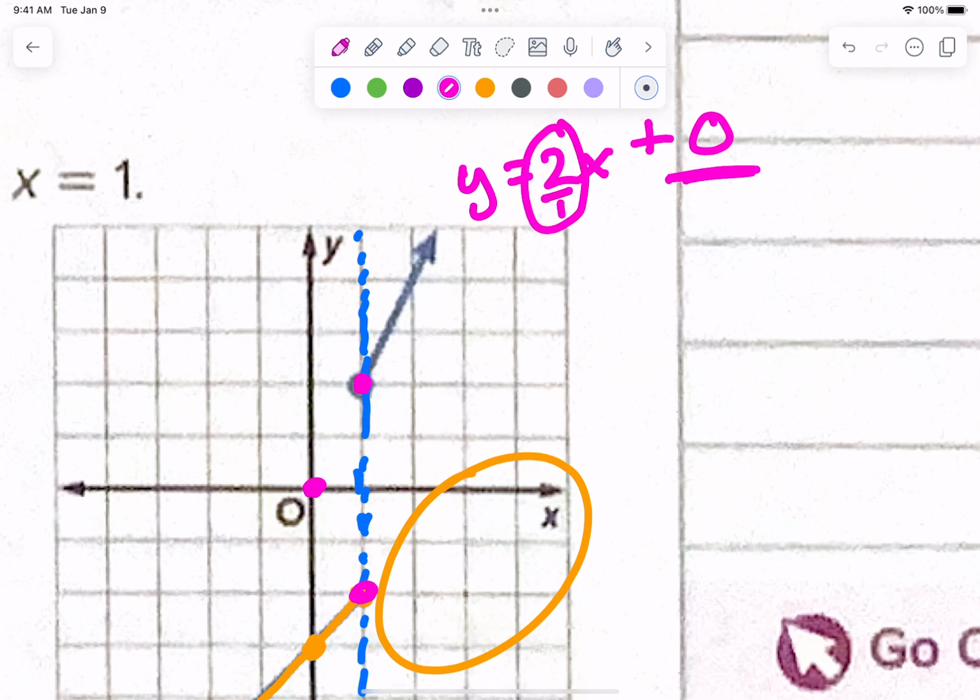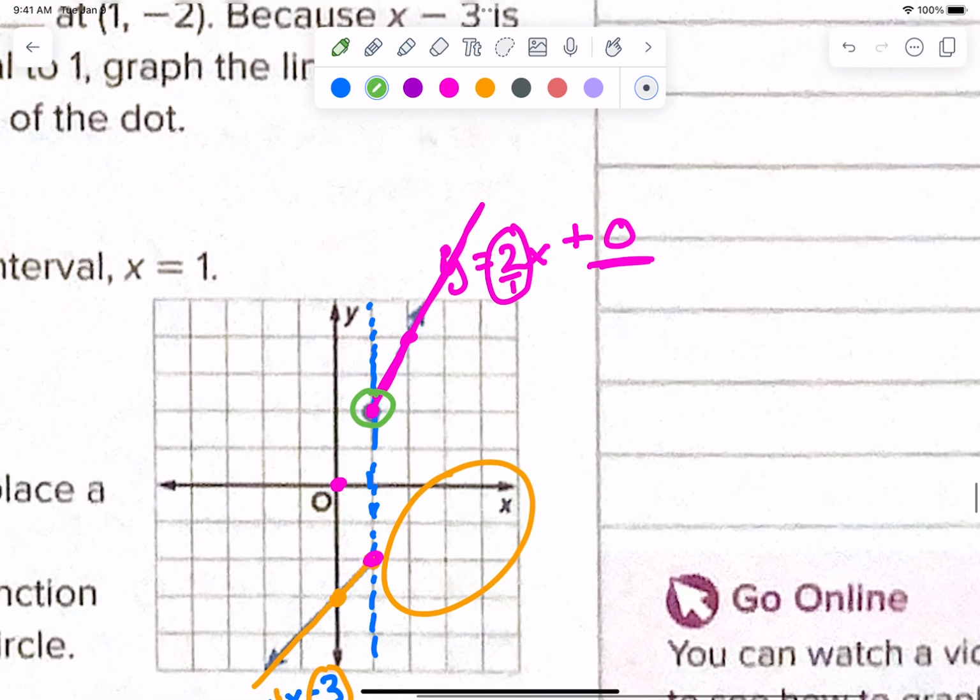So I go up 2 over 1, up 2 over 1, up 2 over 1, and I draw my line, right? And it goes like that, except I only want to graph him if he's on the right side of that. So I'm only going to graph this little chunk, and I'm going to stop him right here. I'm only graphing him on the right side of that line, and here, where he touches that line, is going to be an open circle. You see how that piecewise function looks?